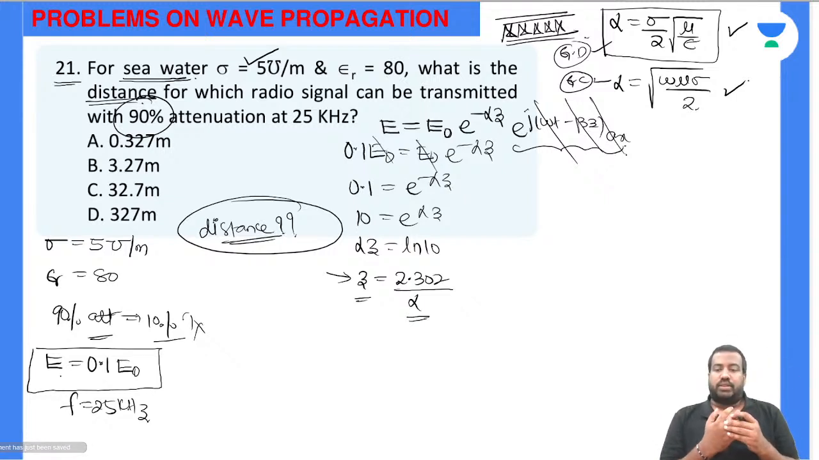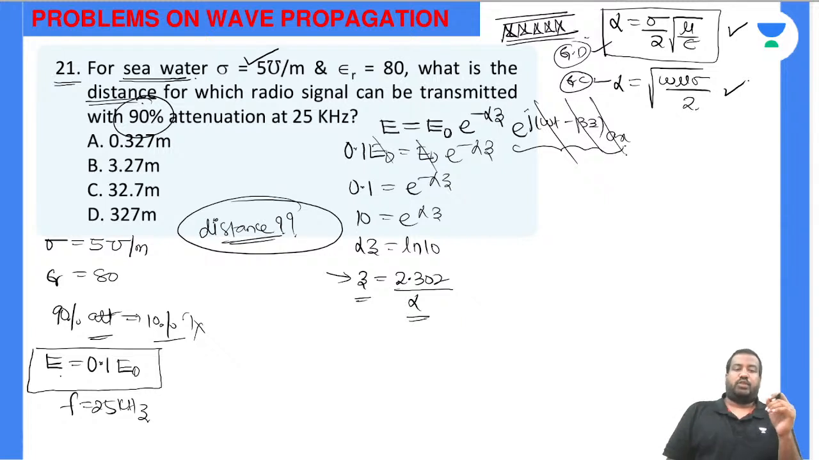Which formula shall I use now? Because of this ambiguity, because of this logic, this model of a problem is very important. Otherwise, it's a simple problem only. Which one shall I use now?